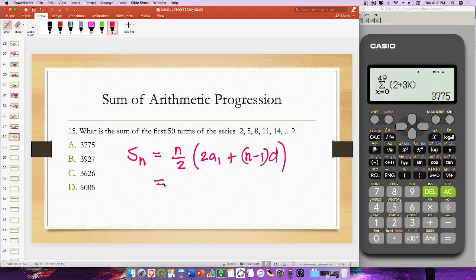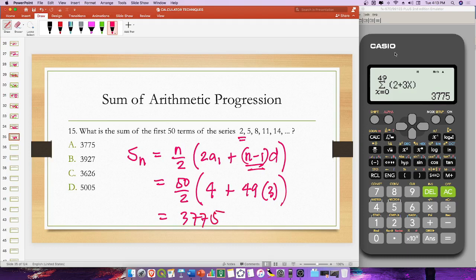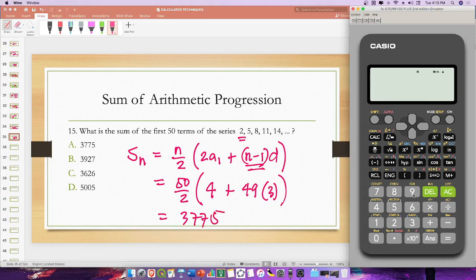So n here is the number of terms, so n here is 50, all over 2. Your a1 is 2, times 2, that will be 4, plus, n here is 50, so this will become 49 multiplied by the common difference, which is 3. So the result will be 3775. Let's try it in our calculator. Maybe the answer is not the same. So 50 over 2 is 25, so I can just write 25 multiplied by 4 plus 49 times 3.